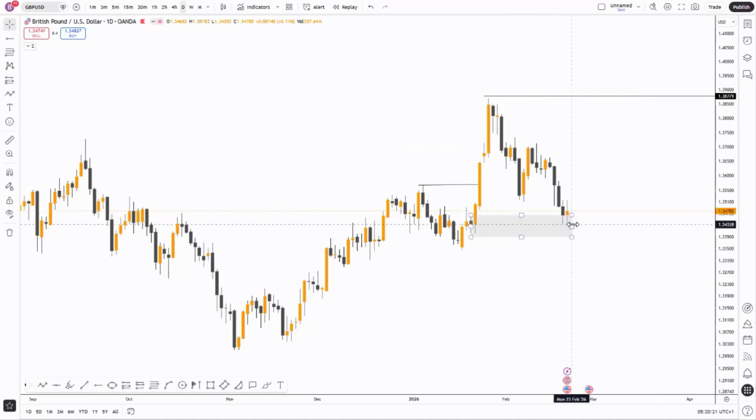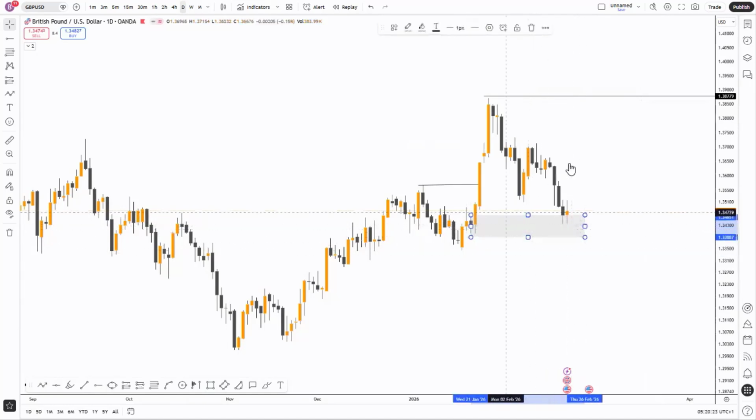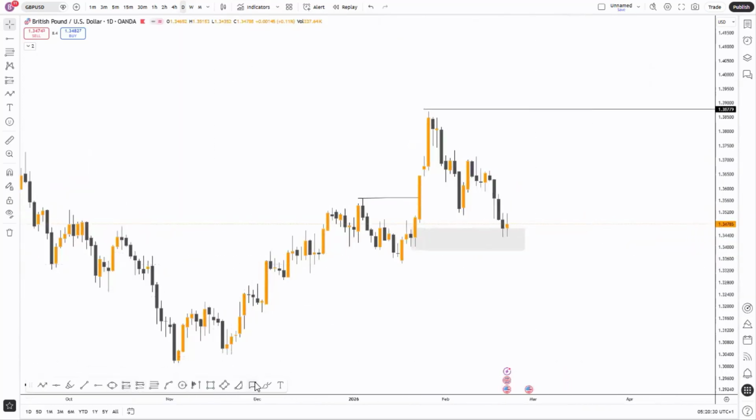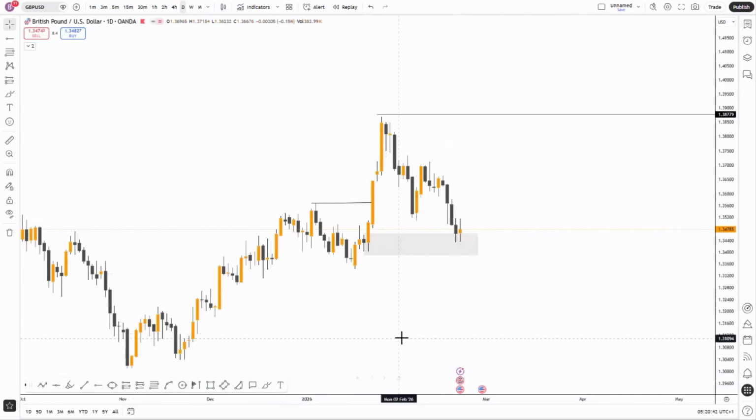If GBPUSD should actually give us a change in state of delivery around this area here, I'll be comfortable to take this trade to the upside, to buy GBPUSD to this zone, to keep buying till it takes out this high. So this is what I'll be looking out for in GBP for this new week.